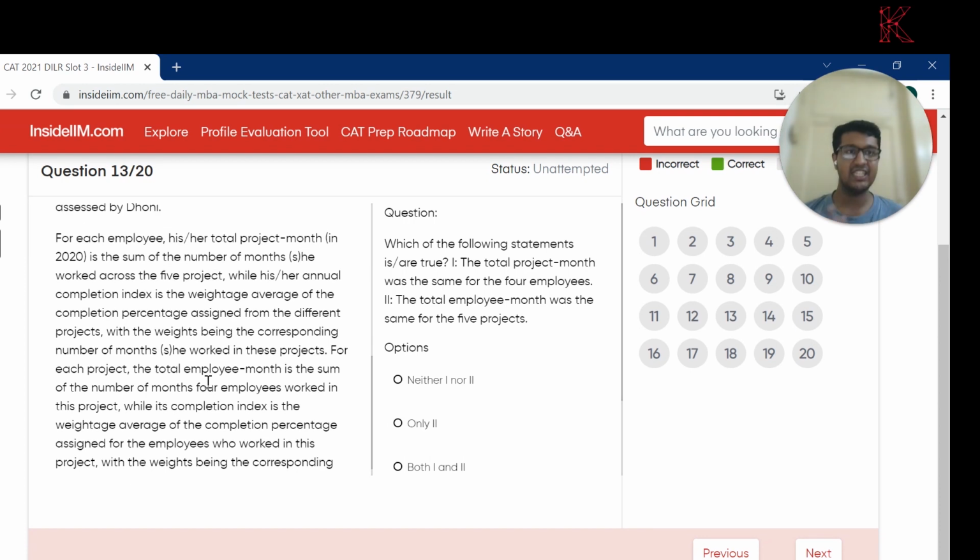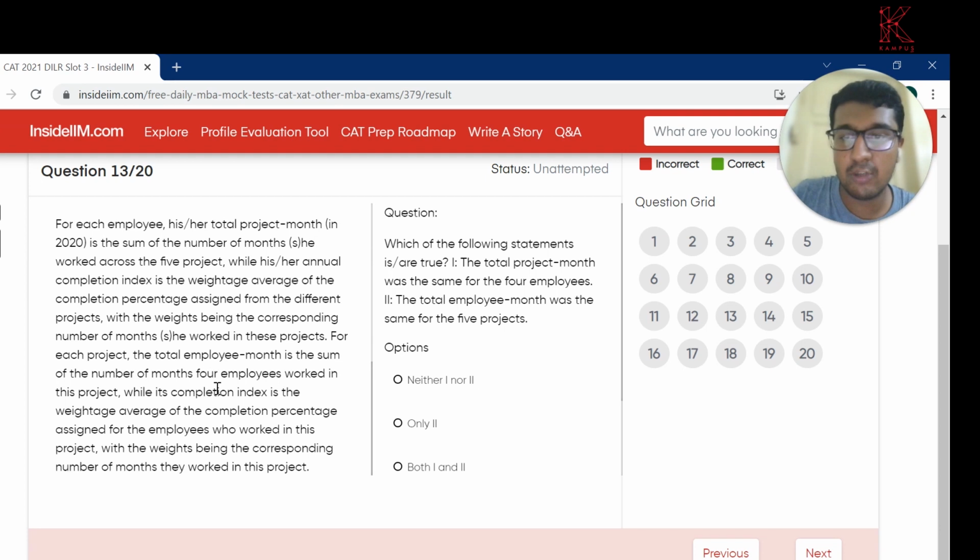Alright, so basically completion index is percentage of work completed across the number of months. So if you are working for 5 months and you completed 80% of work, and in another project you were working for 5 months and completed 100%, your completion index is 5 times 80 plus 5 times 100 divided by total number of months 10. Okay, that gives me 90%.